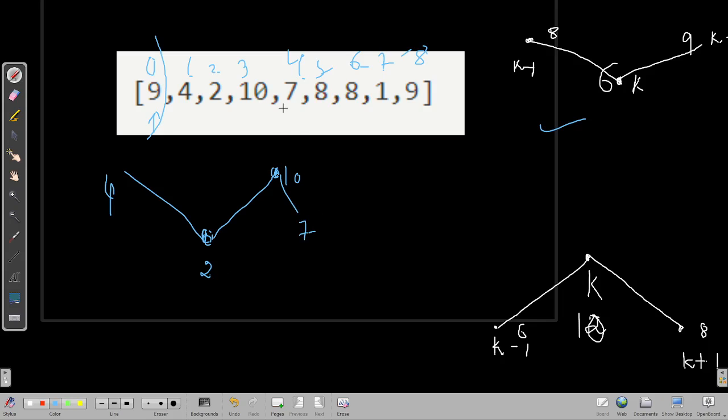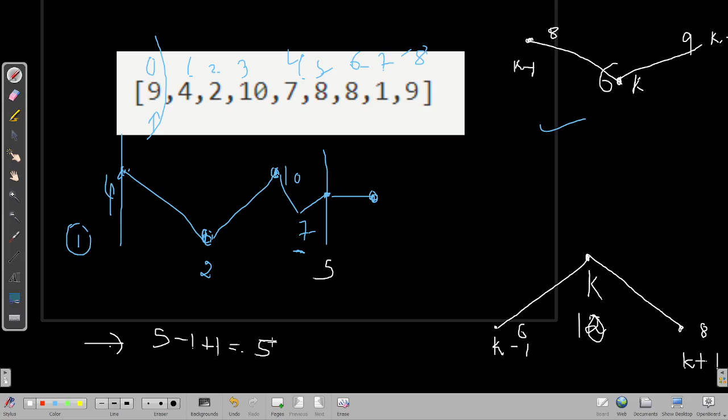Now we are at 7 and we check for 8. The 8 is somewhere there, and this 7 also follows the turbulent pattern. Now there is again 8. So till now, from there to there, we have a subarray which follows a turbulent pattern. The 4 is at index 1, and the 8 is at index 5. So what is the length between them? We can find it by 5 minus 1 plus 1, which is 5. So as of now, we have this as our answer.